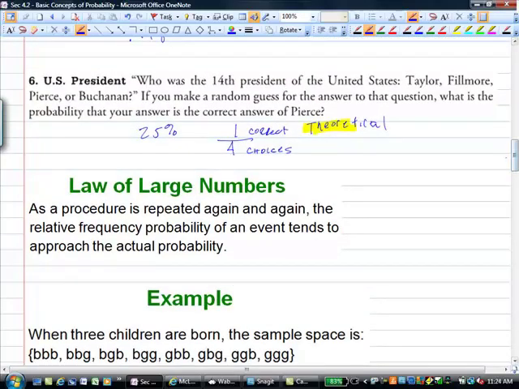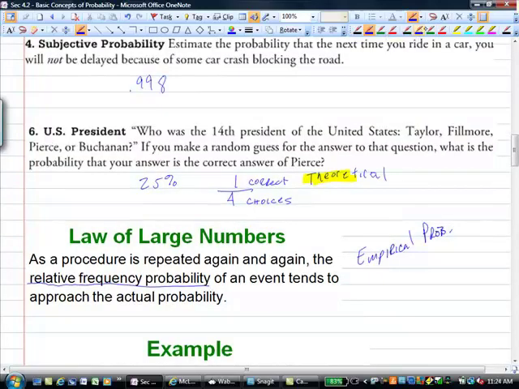All right, the law of large numbers. It says as a procedure is repeated again and again, the relative frequency probability of an event tends to approach the actual probability. The relative frequency probability is the empirical probability. The actual probability is our theoretical probability.